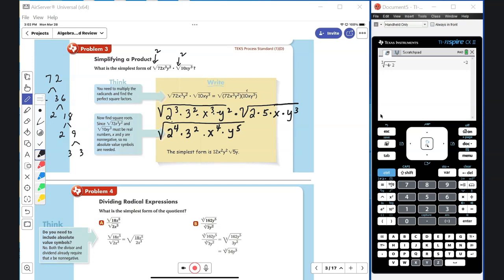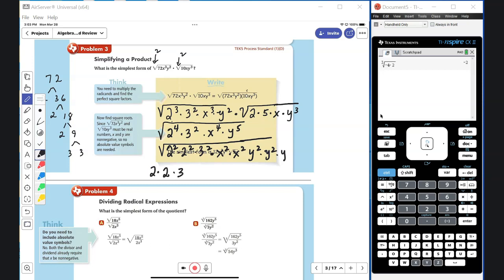So we have 2 to the fourth. So I'm going to rewrite this as 2 squared times 2 squared times 3 squared times x to the second times x to the second, and this is y to the second times y to the second times y. The reason why I did that is because the index is 2, and I can find the square root of anything that is to the second power. So this would be 2 times anything. It's going to be 2 again. And then we have 3, right?